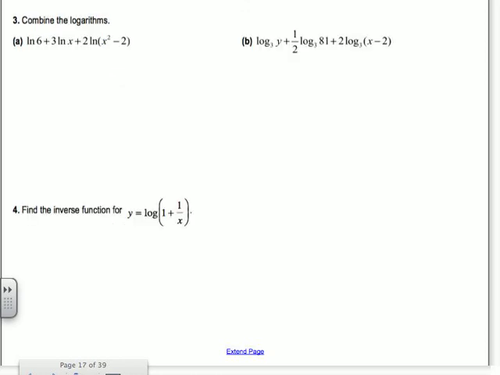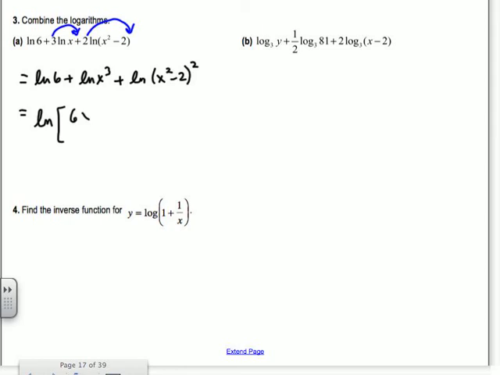Combine the logarithms. So I have natural log of 6 plus 3 natural log of x plus 2 natural log of x squared minus 2. Okay, so first step, we're going to bring those powers up. So I'm going to get natural log of 6 plus natural log of x cubed plus natural log of x squared minus 2 squared. So when I combine into 1, it's going to be the natural log of 6x cubed times x squared minus 2 squared, like that.